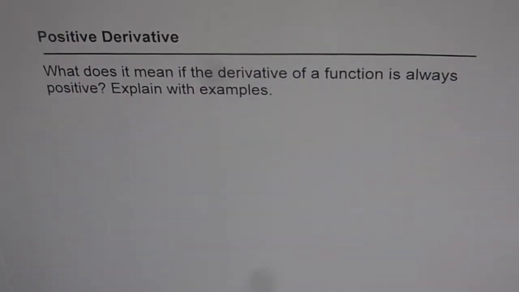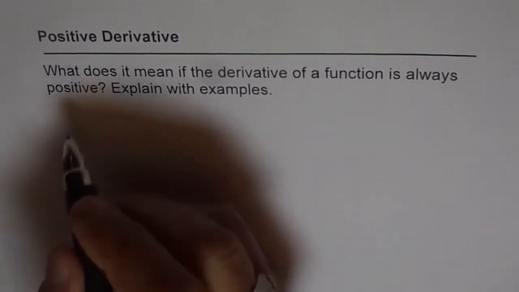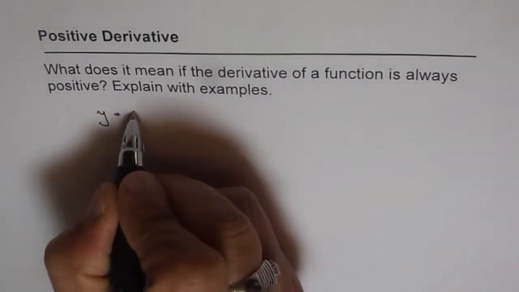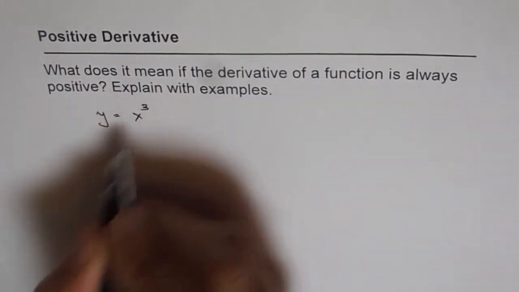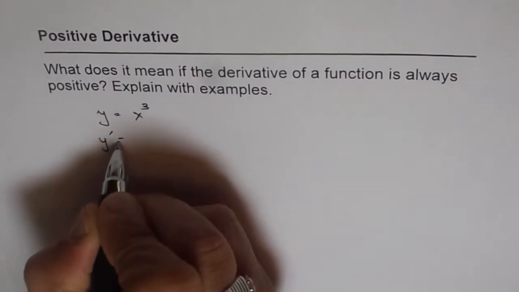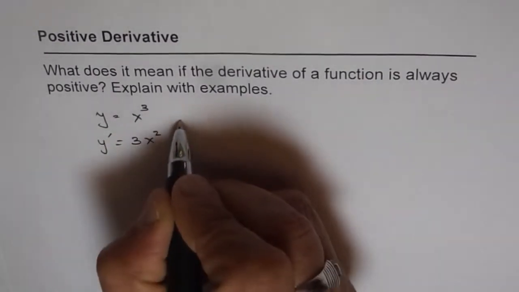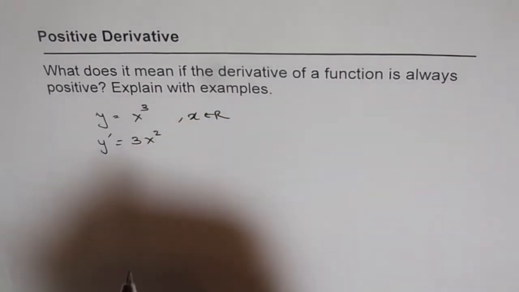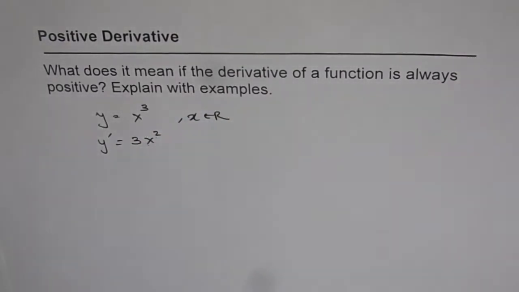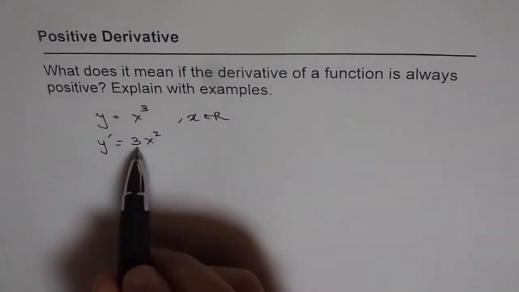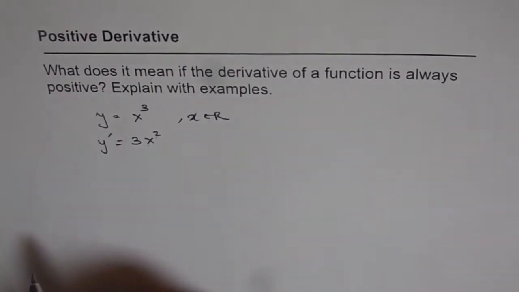Positive derivative. What does it mean if the derivative of a function is always positive? Explain with an example. So let's take the example of y = x^3. Now if y = x^3, then y' will be 3x^2. In the domain where x belongs to the real numbers, x^2 is always going to be positive, and therefore this derivative will always be positive.